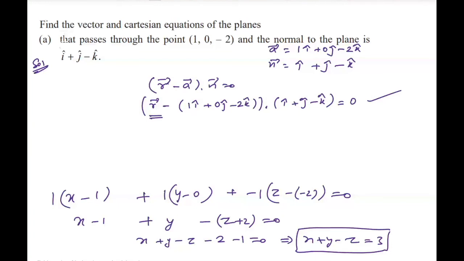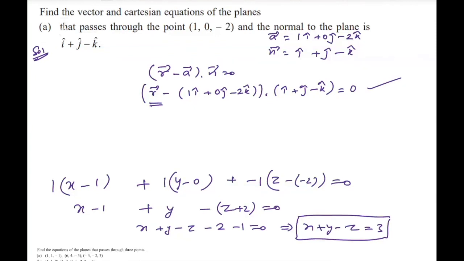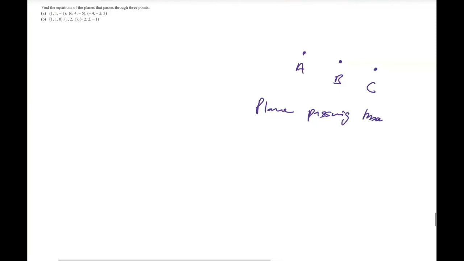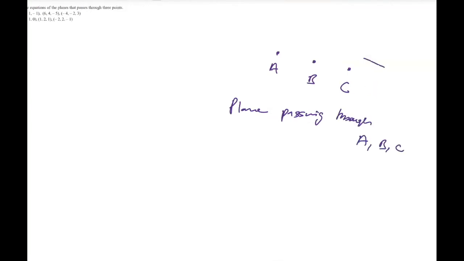Is this clear to everyone? We'll take the next topic, that is basically a plane passing through points. First of all, let's take three collinear points A, B, C. Just think over it. How many planes can pass through these 3 points A, B, C, which are collinear points?